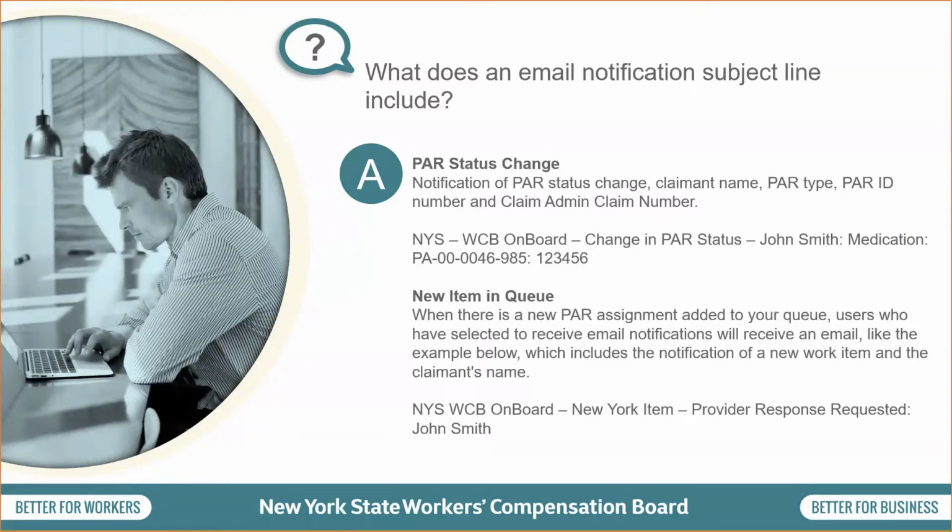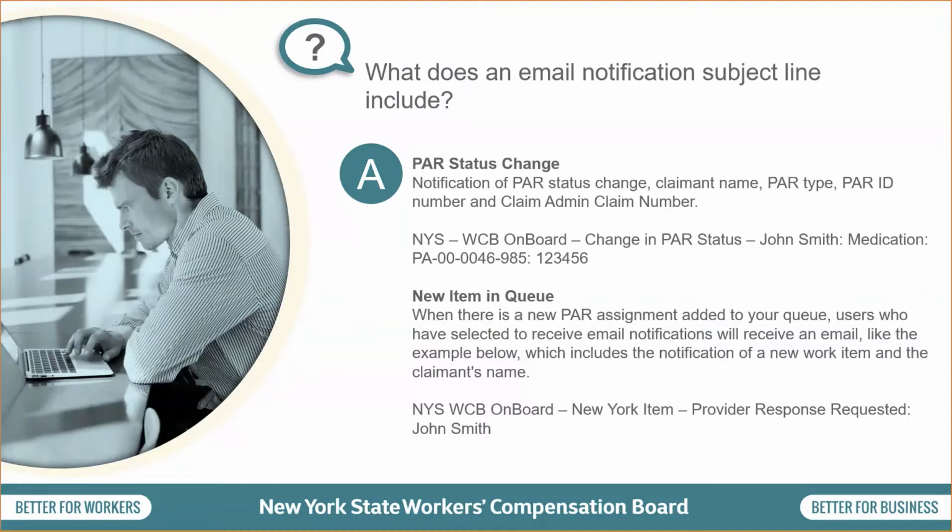What does an email notification subject line include? When there is a change to a PAR status in OnBoard, users who have selected to receive email notifications will receive an email, similar to the example here, which includes the notification of PAR status change, claimant name, PAR type, PAR ID number, and claim admin claim number. For example, New York State Workers' Compensation Board OnBoard, change in PAR status, John Smith, medication, PA-0046-985-123-456.